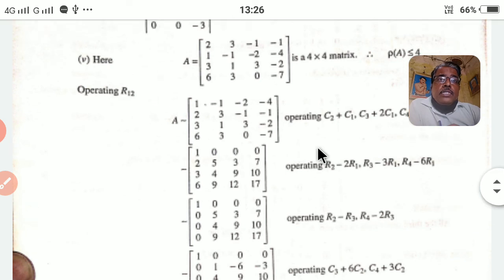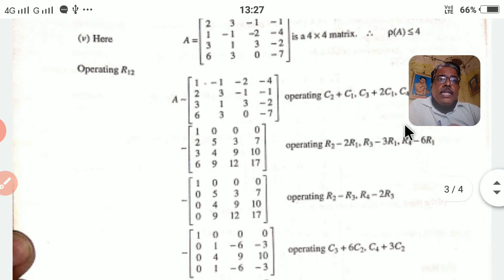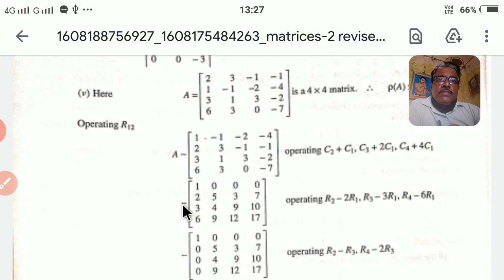Okay, so now this is the first operation. Next we perform C2 plus C1, C3 plus 2 C1, and C4 plus 4 C1. So now this is C1, C2, C3, C4. The first column stays as it is. In the second column we write C2 plus C1, adding the elements of C1 to C2. So minus 1 plus 1 is 0, 3 plus 2 is 5, 3 plus 1 is 4, 6 plus 3 is 9.